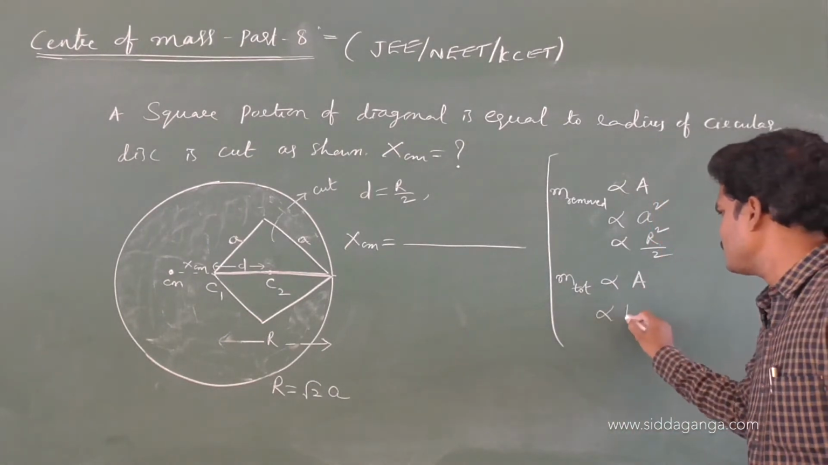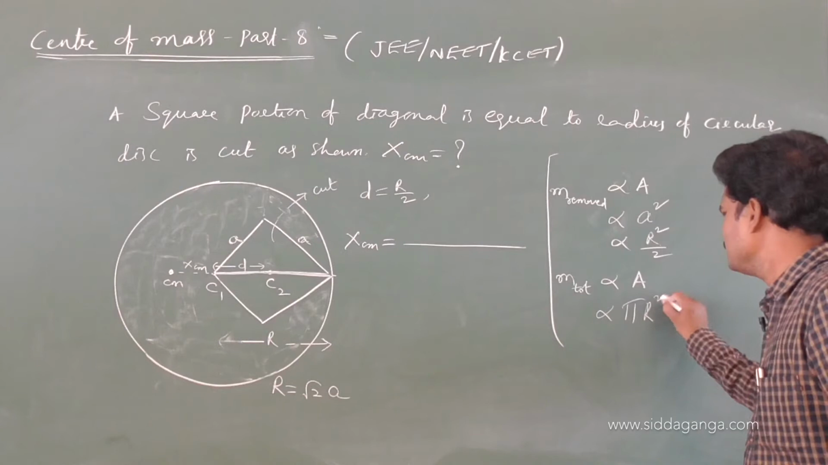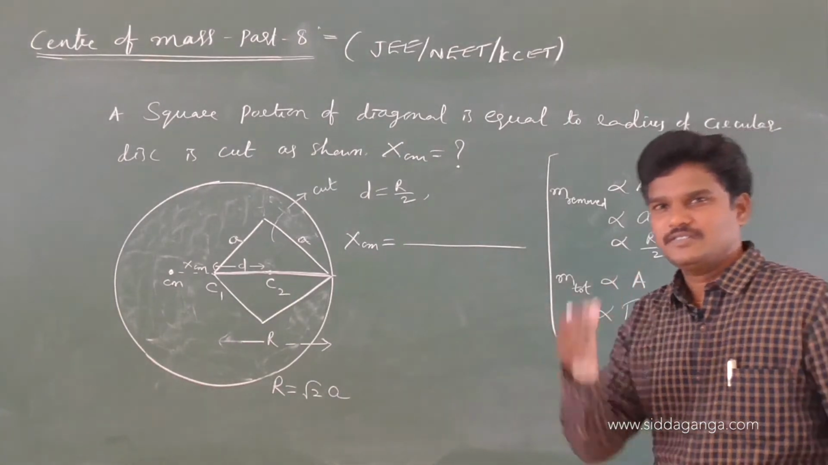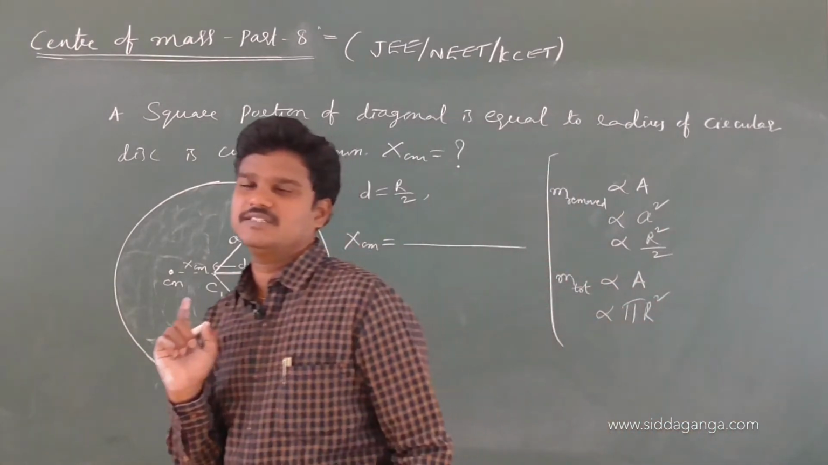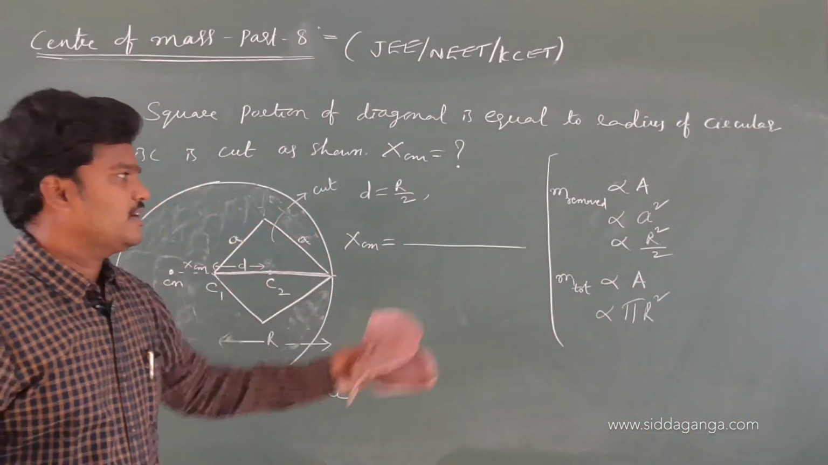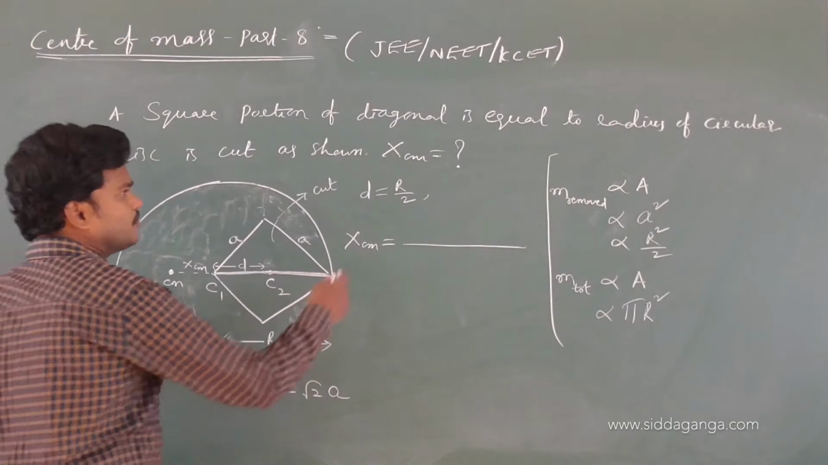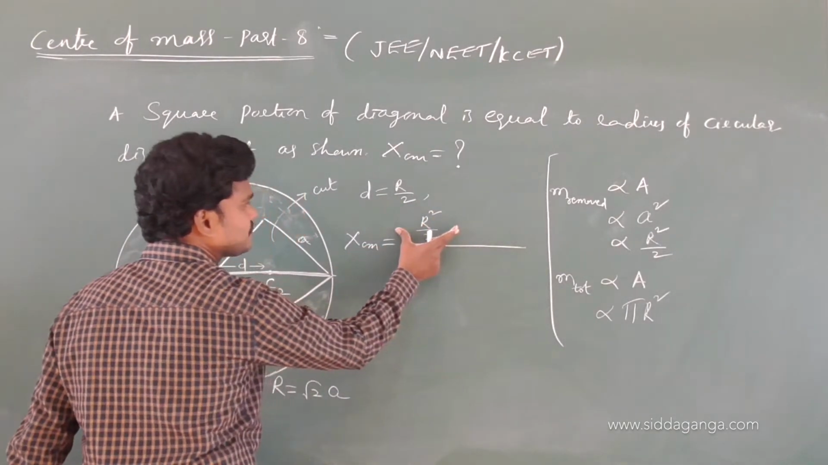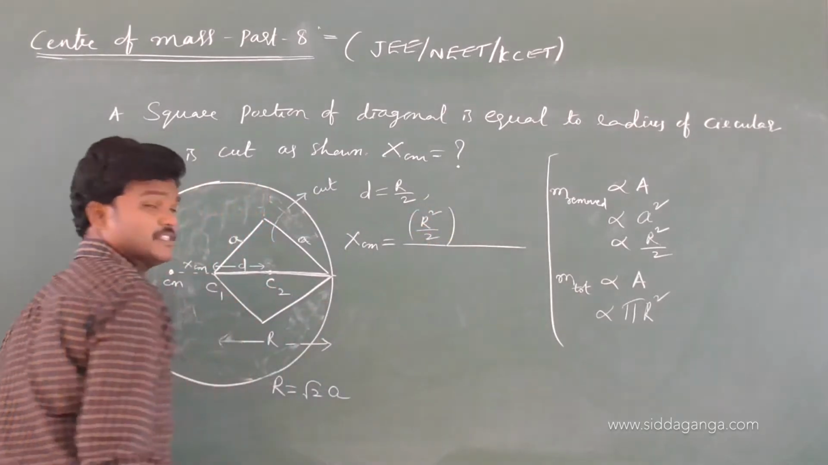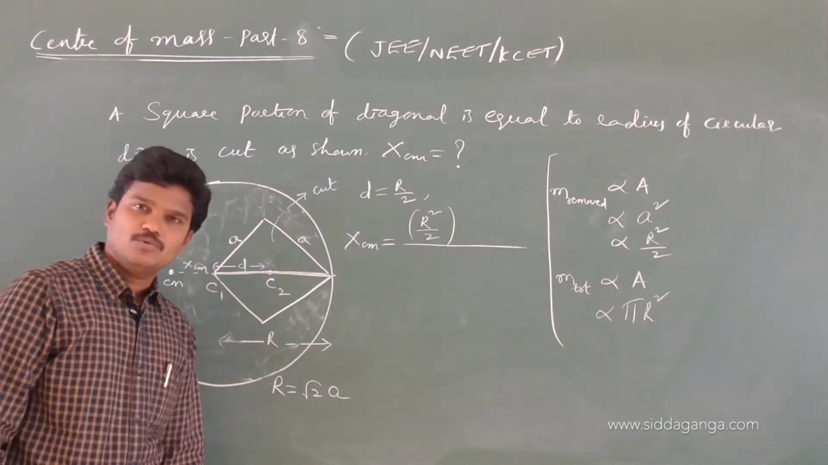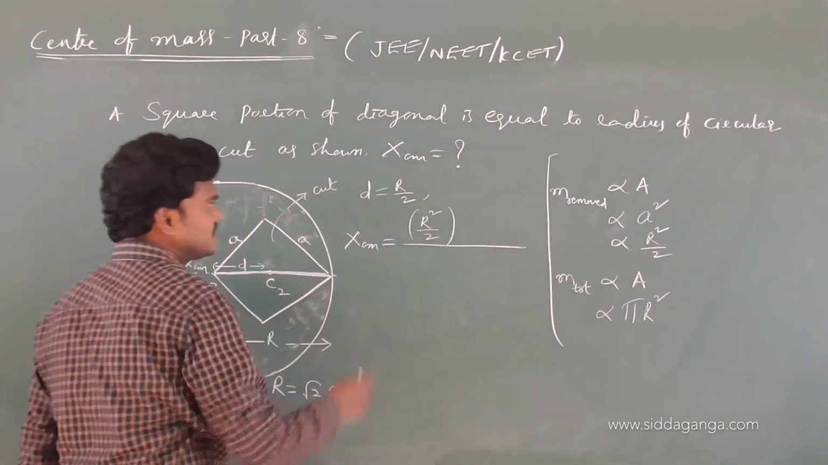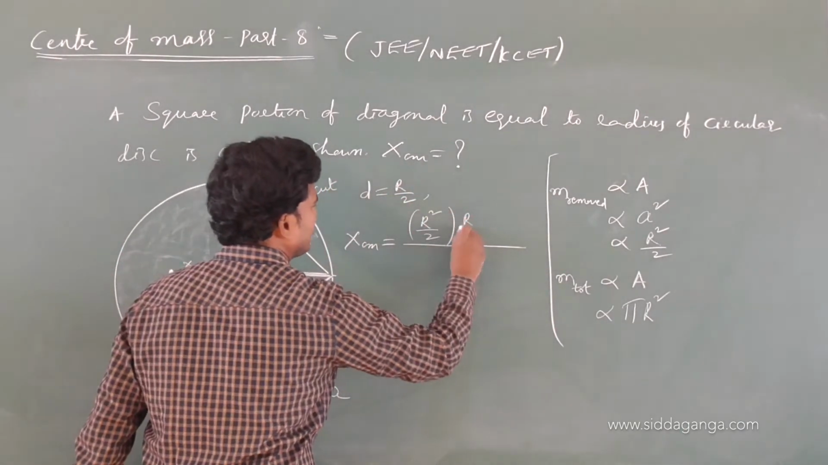And this area is proportional to what? Pi r square. You write pi. Thickness and density are constant, same size. So pi r square. Now wherever the removed mass is, there you write r square by 2. The formula is mass removed into distance. What is the distance? R by 2.